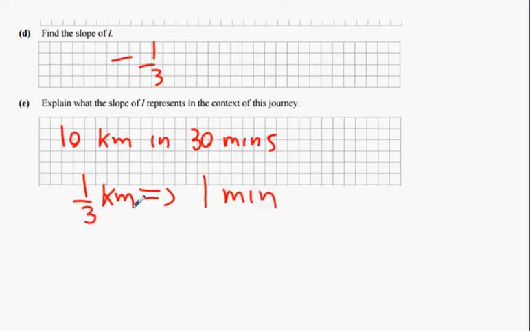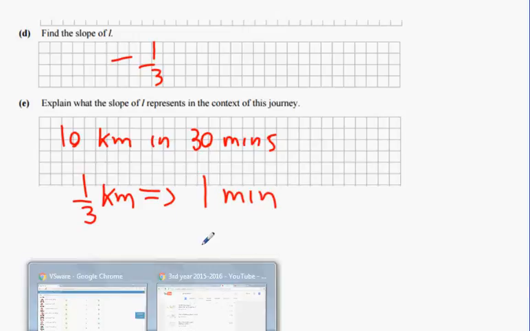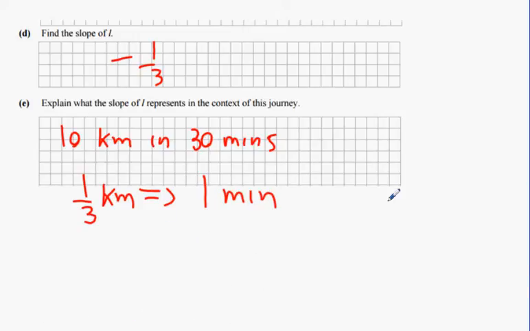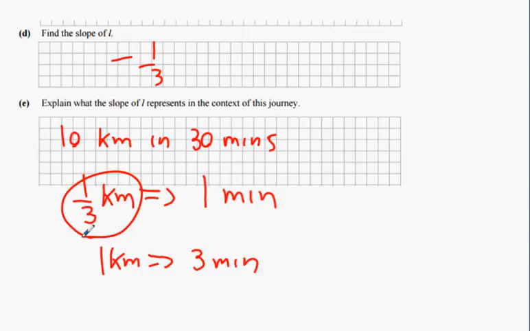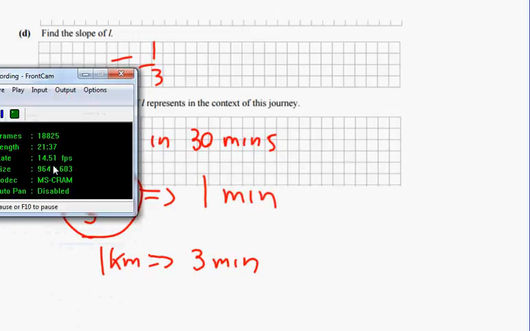That make sense? Do you get a kilometre every 3 minutes? Yes, but we're asked specifically what does the slope mean. You're saying the same thing. You could say 1 kilometre every 3 minutes we're a kilometre closer to home. But I was asked specifically to relate what 1/3 means, so I decided to divide by 30 so I'd get a third here. So that's what it means. Okay?